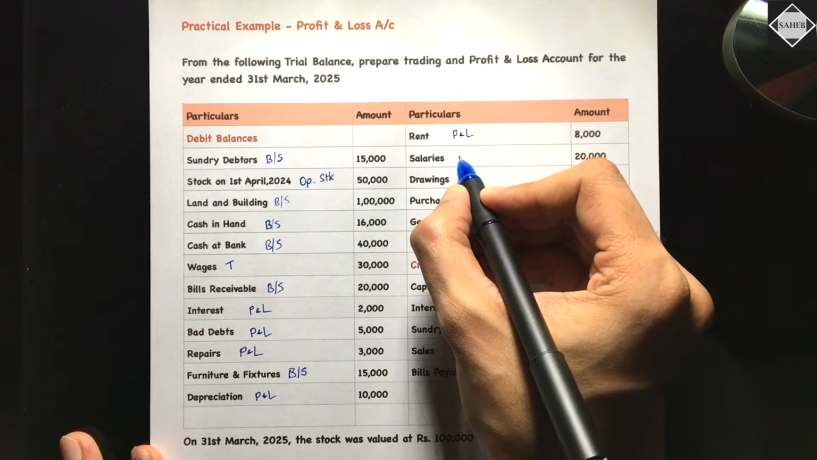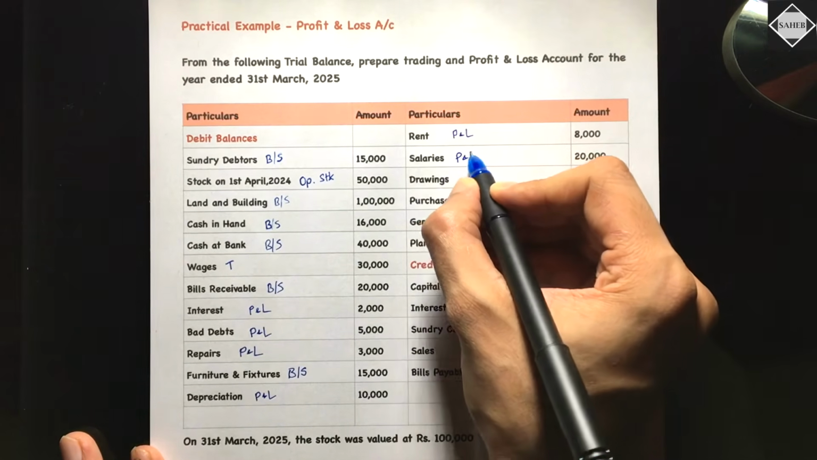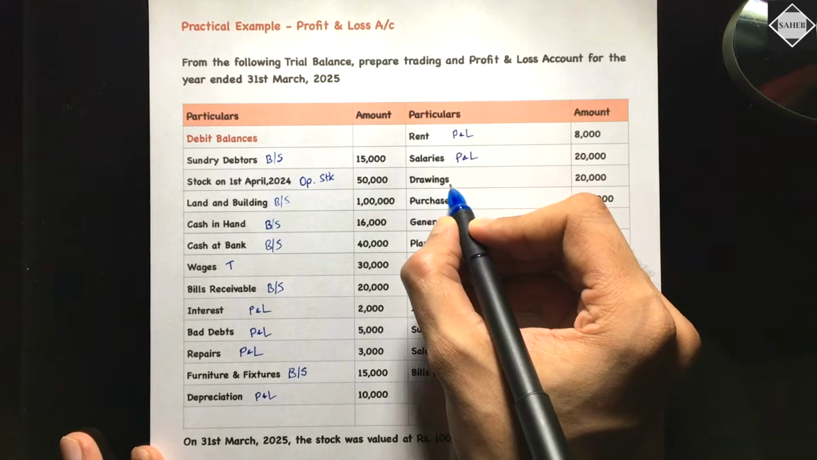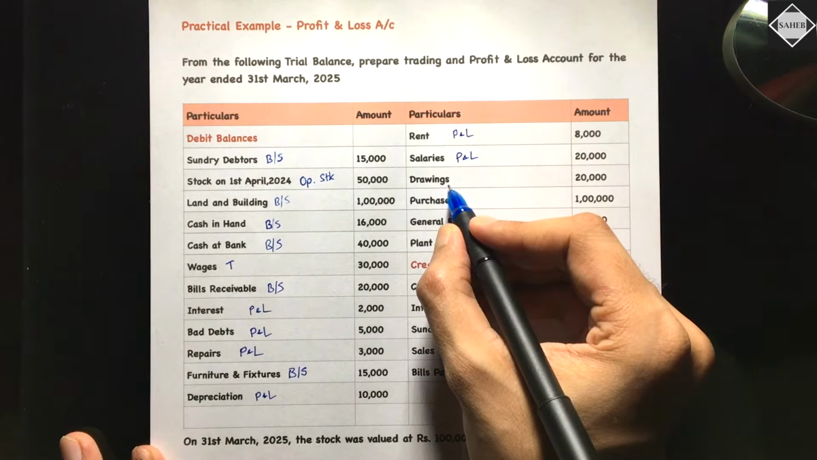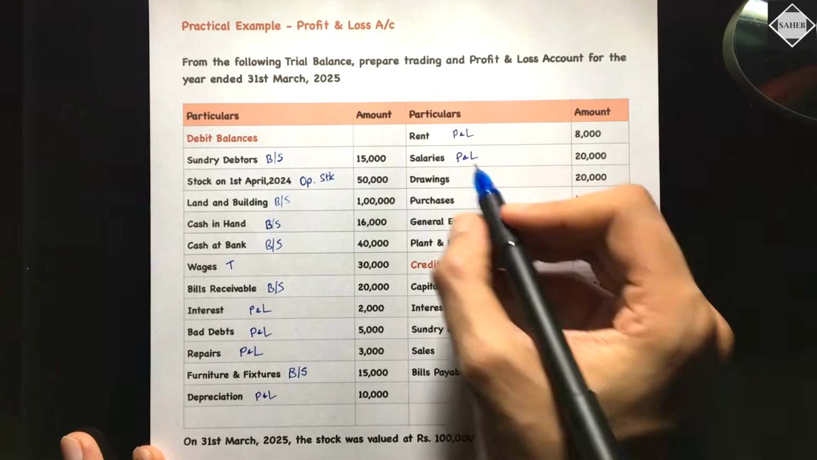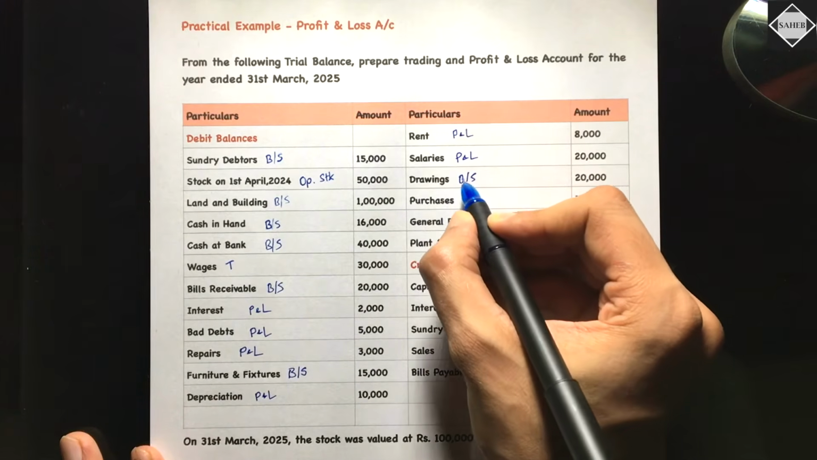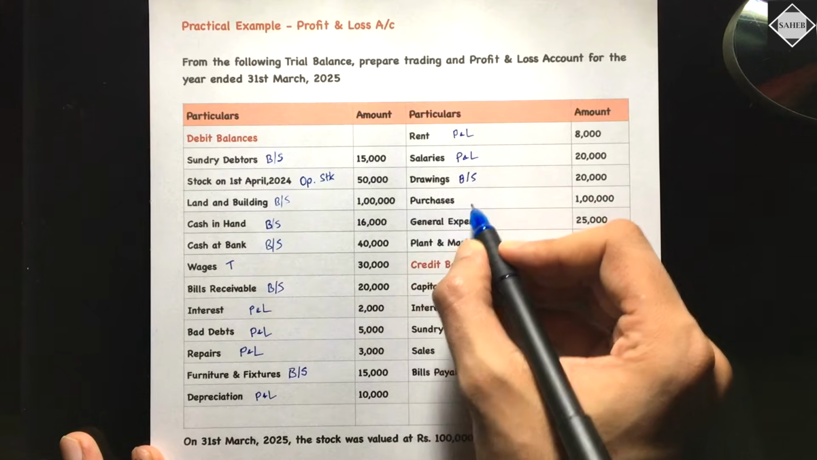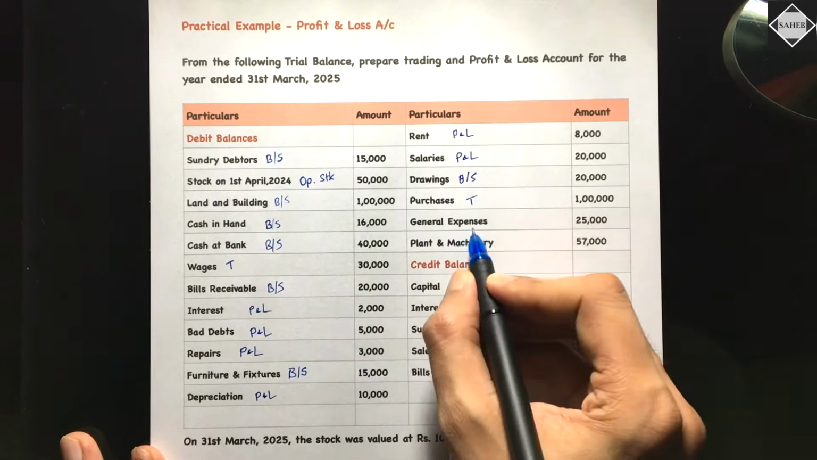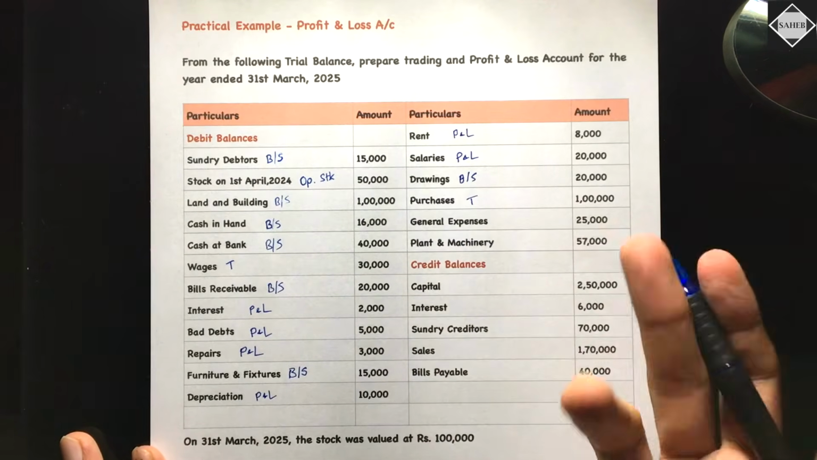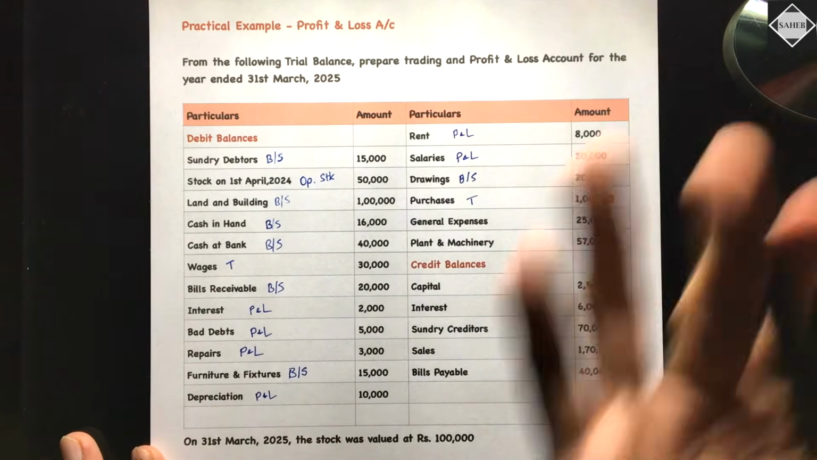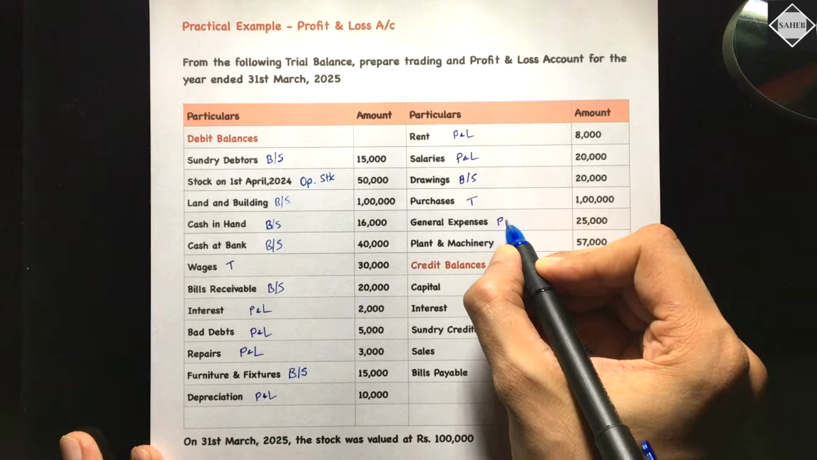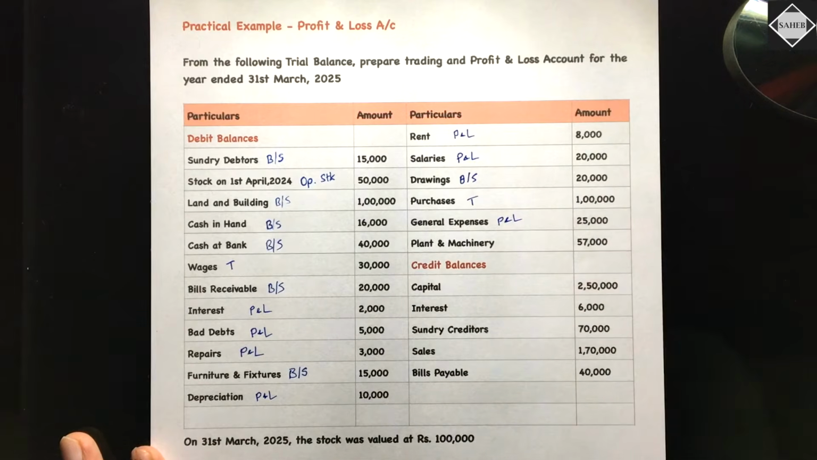Salaries. Salaries will go in P&L. And then drawings. Drawings is a balance sheet thing. We will not touch that. It will be deducted from capital. Now we are not preparing the balance sheet, so we are not concerned about that. And then purchases. Purchases goes in the trading account. General expenses. Does that go in the trading account? Is it a direct expense? No. So it's indirect, and this will go in P&L. Simple.